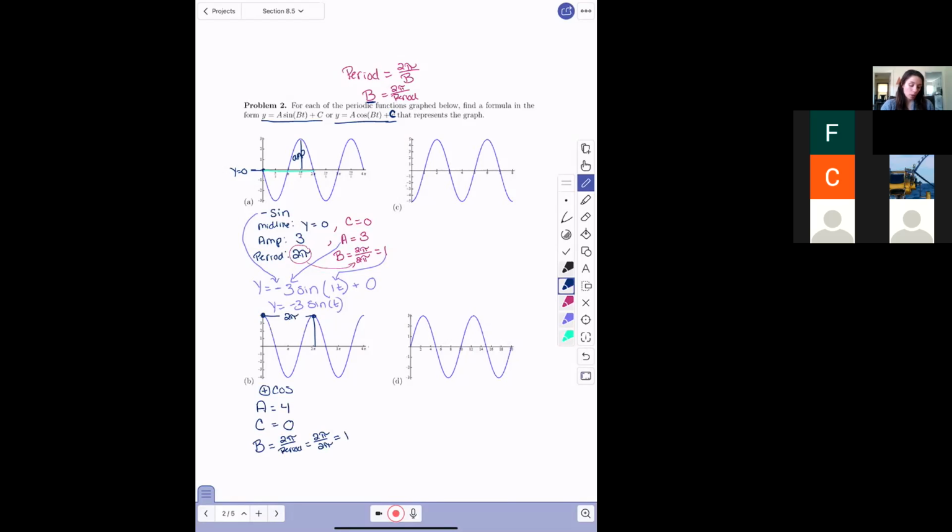How did you get 4 for the amplitude? Is it just because that's where it starts? It's not just because it's where it starts, it's the distance from the midline to the maximum. It happens to be where it starts, but if this midline was moved, this would start at a different value. It's the distance from the midline to the peak.